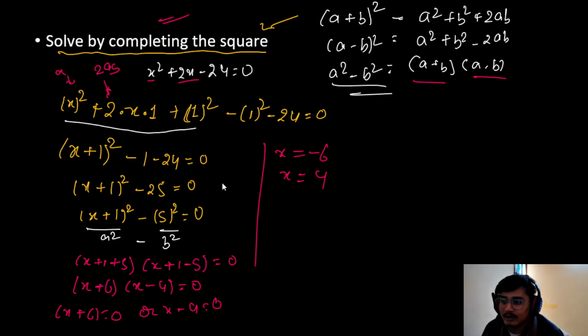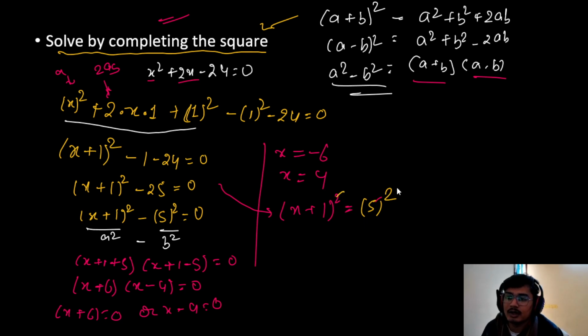One more thing I want to say. Many people from here write (x plus 1) square equals 25. They take this 25 to the other side, and then they write this as 5 square.